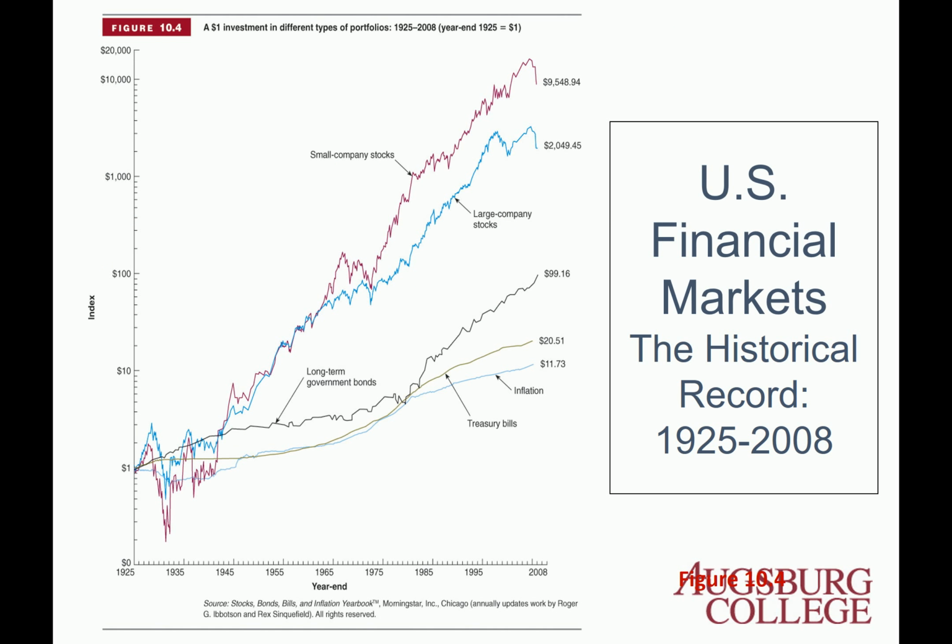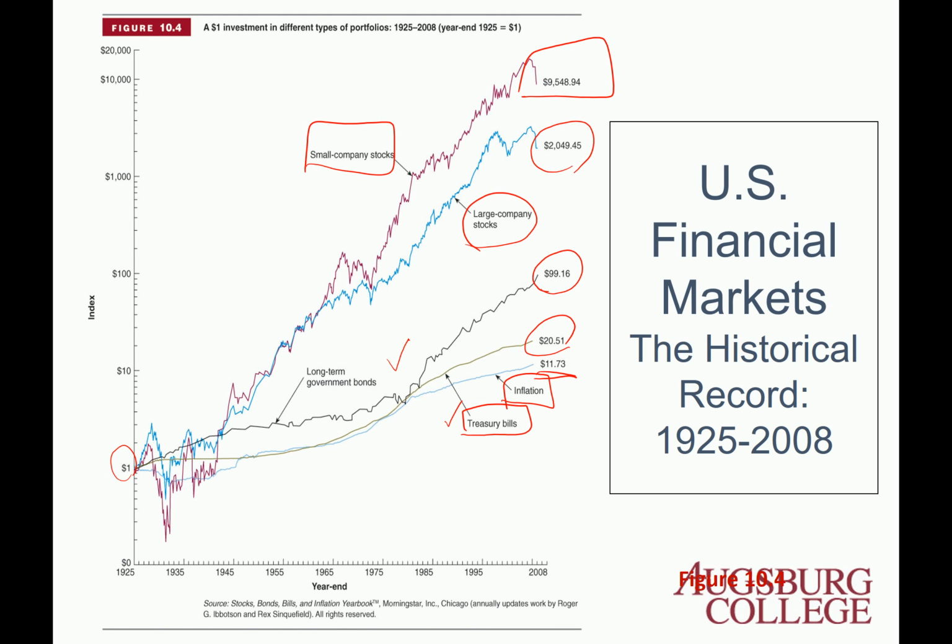Now let's look at the graph from the historical record. These graphs assume that you invest $1 in each asset class, and show how many dollars you would receive in 2008. Inflation, the price level, increased by 11.73. If you invest in T-bills, it's going to be $20.51, about 20 times. The long-term government bond is about 100 times, $99.16. Large company stock is tremendously higher, about $2,049. And small company stock is almost $10,000, about $9,548.